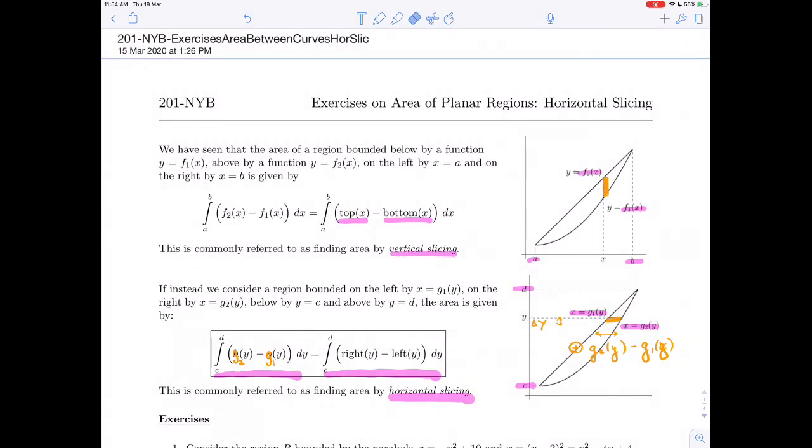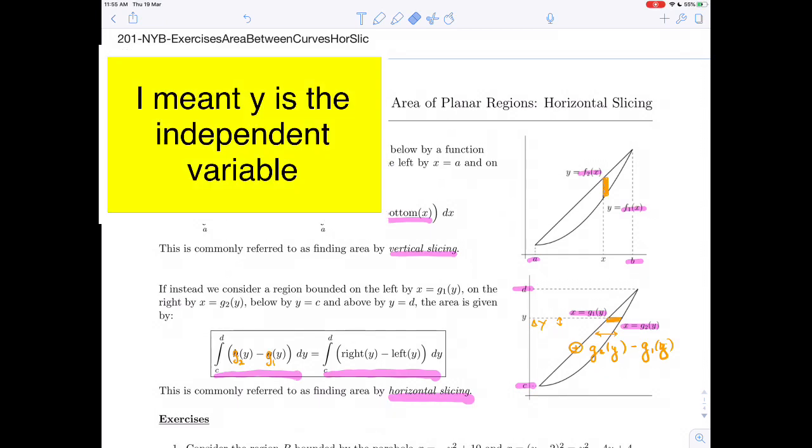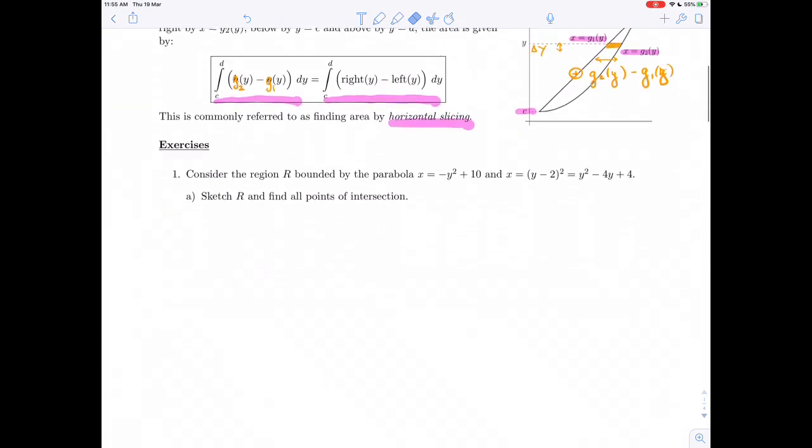So a reasonable question to ask would be, why bother? Why do we want to do this? If we look at the diagrams up here on the right, it looks like they're fairly equivalent. Expressing with respect to x or expressing with respect to y is not going to make a big difference. But as we're going to see in the exercises below, there are some areas which are going to be a whole lot easier to evaluate if the region is expressed in terms of boundary curves that have y as the dependent variable. So let's go ahead and scroll down to the first exercise.